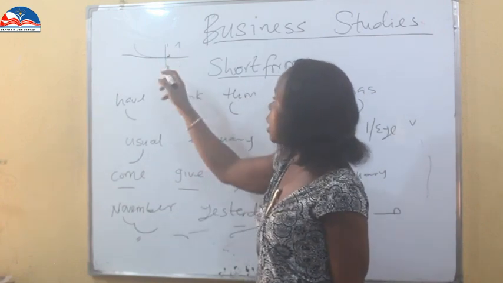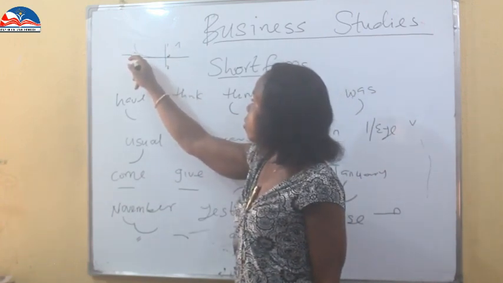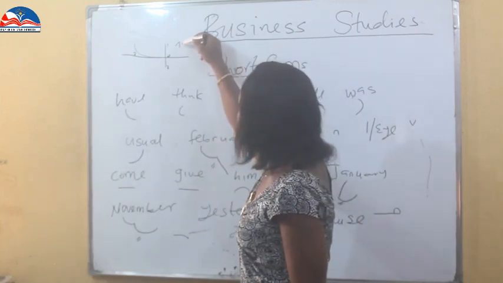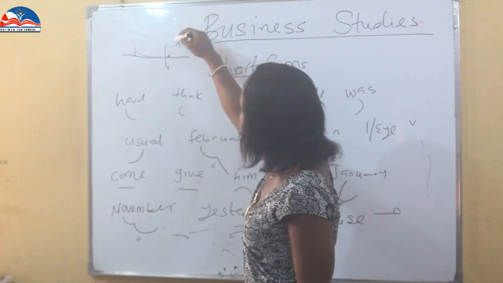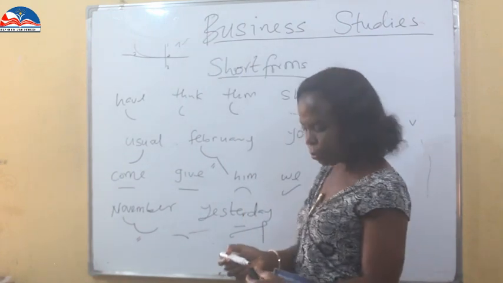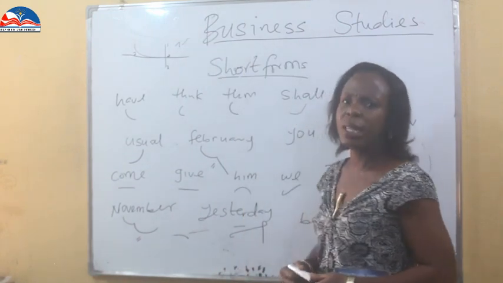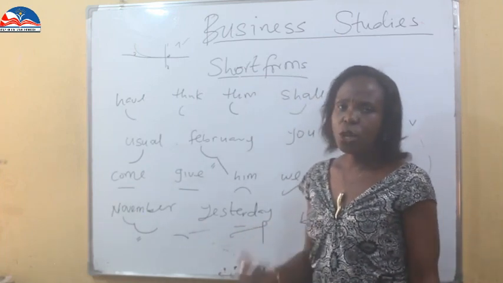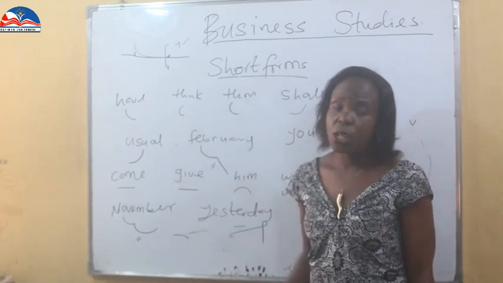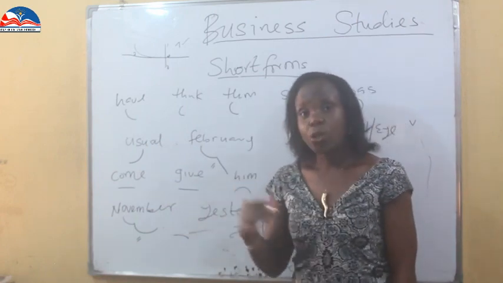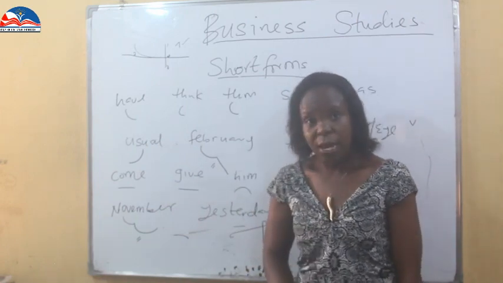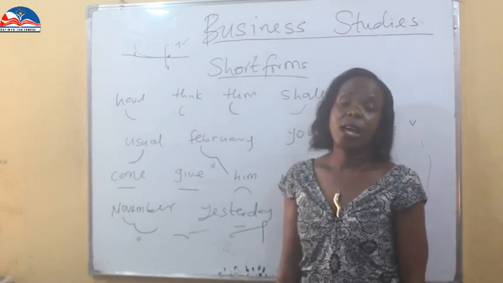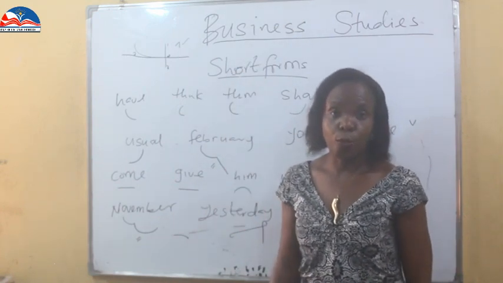But this outline is written in the second place because it's on the line. And this is written above the line because it's going to come above the line. That is how shorthand outlines are written. Some appear to be above the line, some appear to be on the line, some appear to be below the line, but pass through the first place, the second place, and the third place.